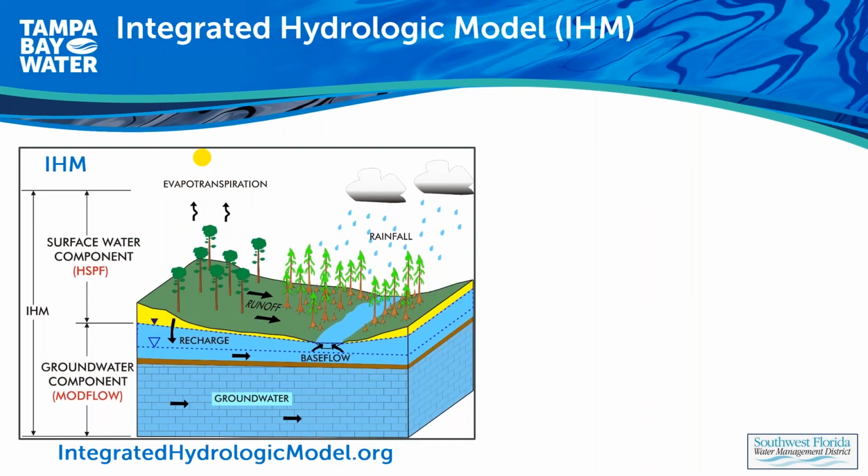A specific integrated model, called the IHM, Integrated Hydrologic Model, dynamically couples all surface and groundwater processes, including uplands, water bodies, and the groundwater system, and their dynamic interactions. IHM couples HSPF with MODFLOW to provide for this dynamic simulation of all processes.